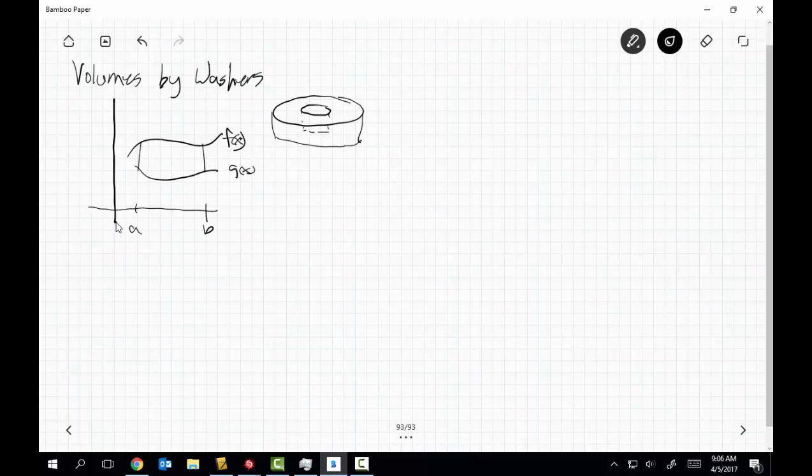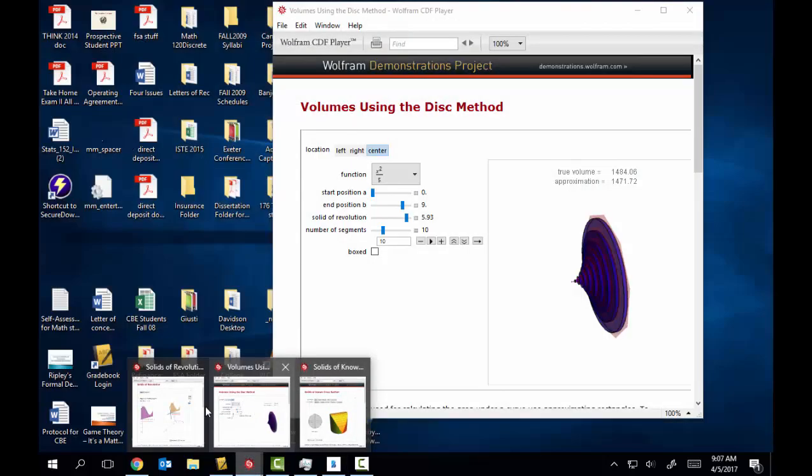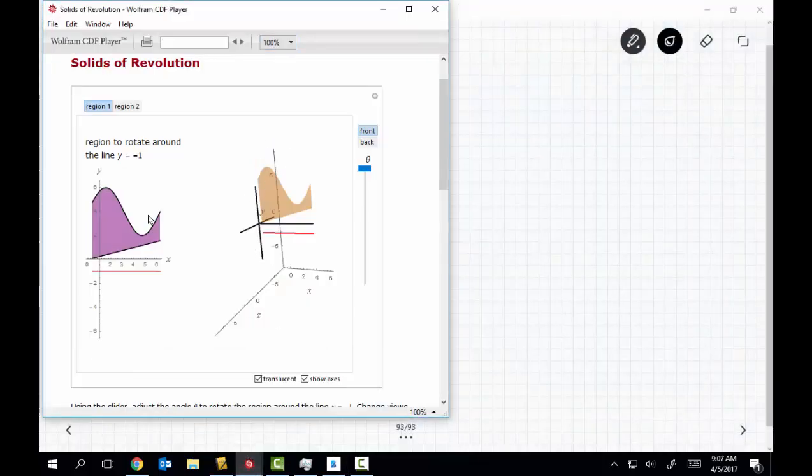Now, I am an awful artist. You probably already realized that. So I'm going to utilize Wolfram to demonstrate what that looks like. All right, in this case, we've got this region. This thing looks semi-sinusoidal of some sort. Ooh, that's a lot of alliteration.